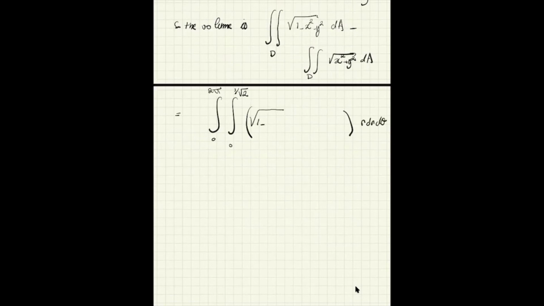It's 1 minus r squared plus cos squared theta minus r squared sin squared theta minus r cos theta plus r squared sin theta. Okay, and then I'm sorry, we didn't have time.